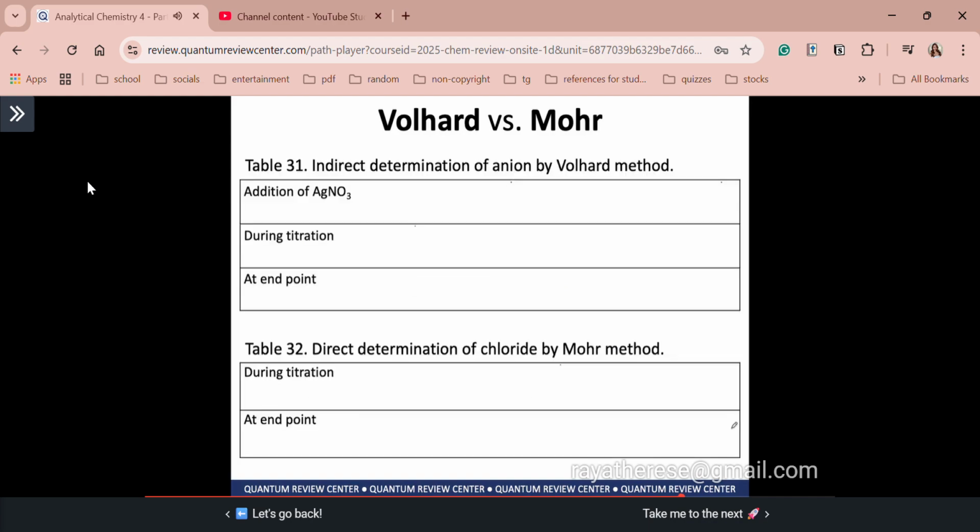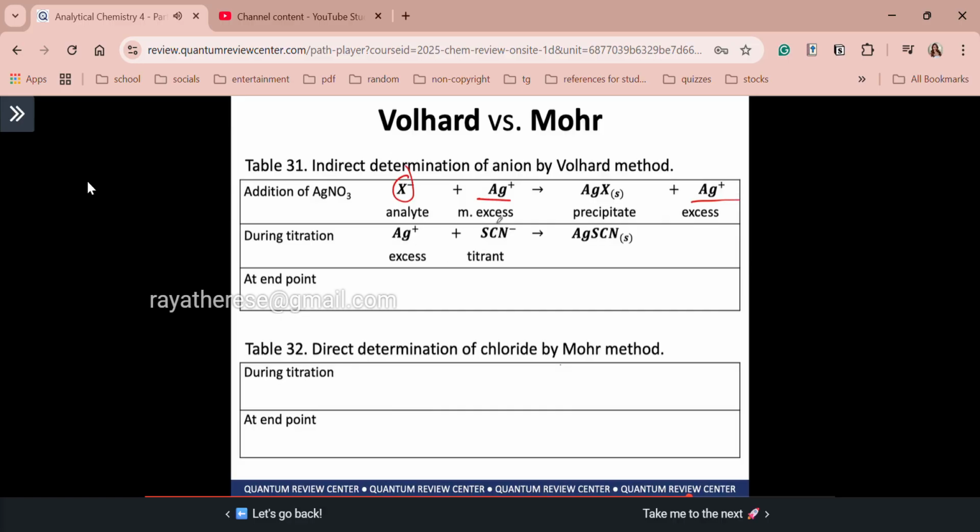So let's talk about the procedure listed in your manual. For Volhard, we add a measured excess of silver nitrate. Whatever amount of analyte is present will be equal to the amount of silver that reacts with it. But you cannot know it directly at the first step, because there is excess, unreacted silver produced. And then after that, you react this with the titrant thiocyanate. Whatever amount of titrant reacted during titration is the amount of excess silver from the first step, and that is proportional to the amount of analyte initially present. That's why it's indirect, exactly. How will I know the endpoint? If all of the silver is used up, thiocyanate will now react with iron 3, forming the red color.